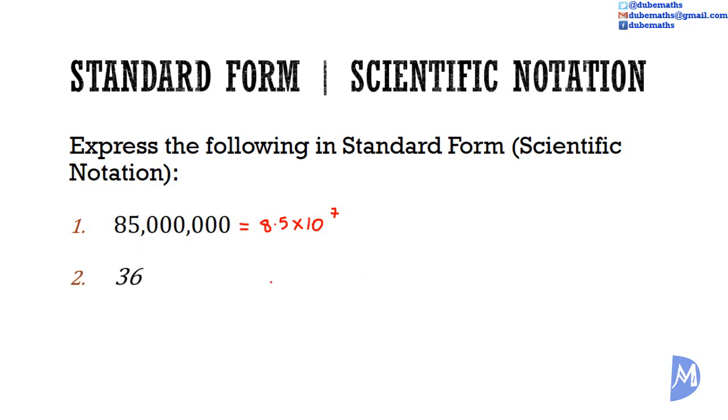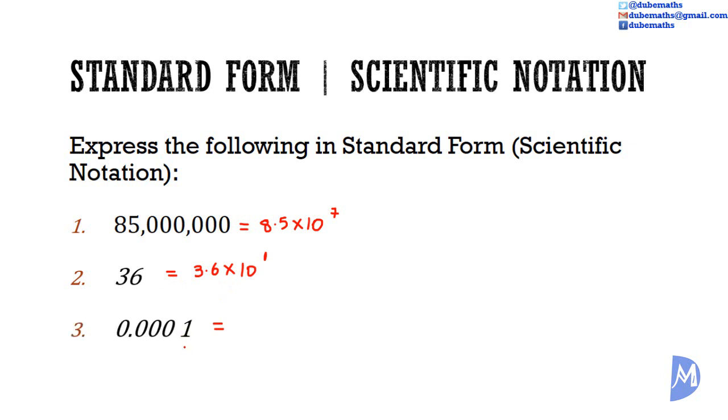A second example, 36. We want one number before the decimal point that isn't 0. So we want to move the decimal point to here. We get 3.6. And we multiply it by 10, we move the decimal point 1 space. And it's a big number, so it's positive 1.